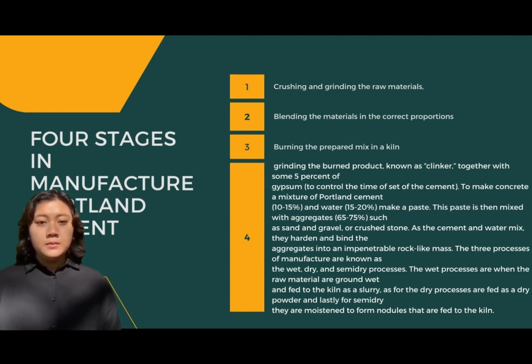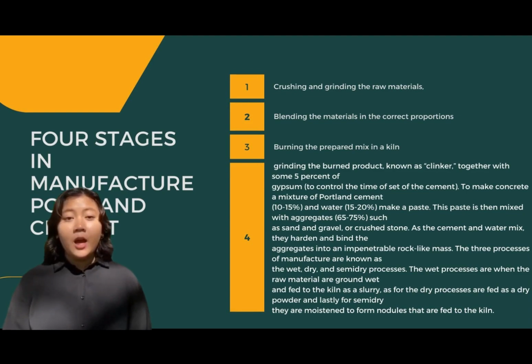To make a concrete, a mixture of Portland cement 10 to 15% and water 15 to 20% makes a paste. This paste is then mixed with aggregate 65 to 75% such as sand, gravel, or crushed stone. As the cement and water mix, they harden and bind the aggregate into an impenetrable rock-like mass.